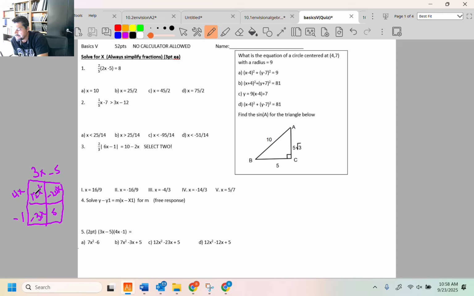So we have a 12x squared. We have a positive 5. And here, if we put these together, we have negative 23. Choice C.